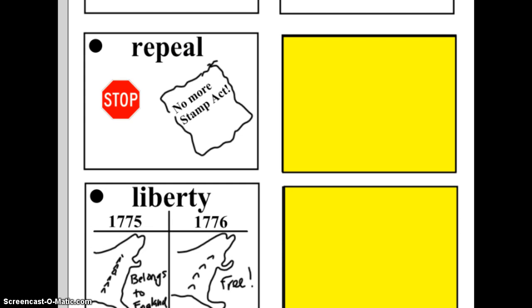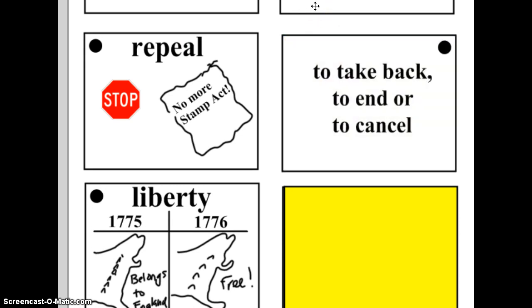The next word is repeal. Repeal means to take back, to end, or to cancel. You can see I put a stop sign over here. So the Stamp Act, which came in 1765, was repealed after merchants in England asked Parliament to please take it back because they were losing money because the colonists were boycotting buying their things.